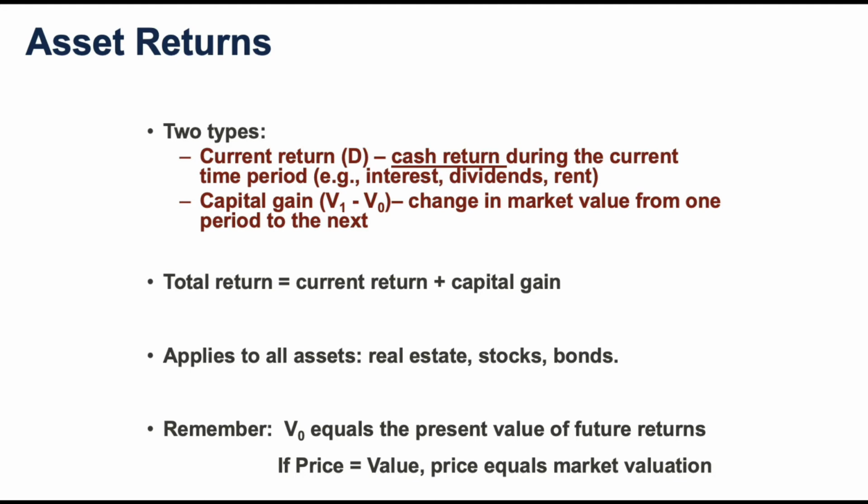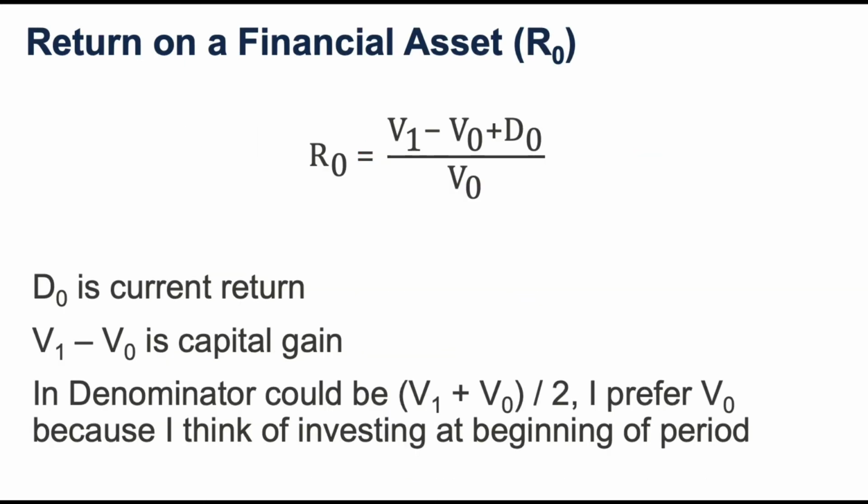Total return during a period will be current return plus capital gain, and again, that applies to all real estate, stocks, bonds, all assets. In equilibrium, the price of an asset should equal the value, which will equal the present value of future cash flows. Again, if we want to then measure a return to an asset of a particular period, we just take the capital gain, V sub 1 minus V sub 0, plus the current return, and we will divide that by the price at the beginning, or V sub 0.